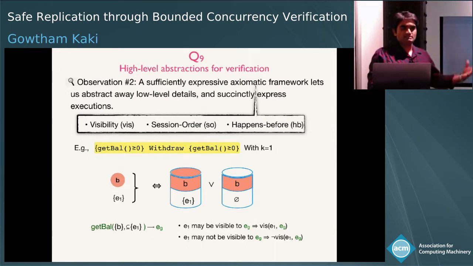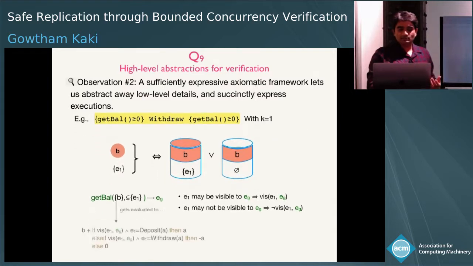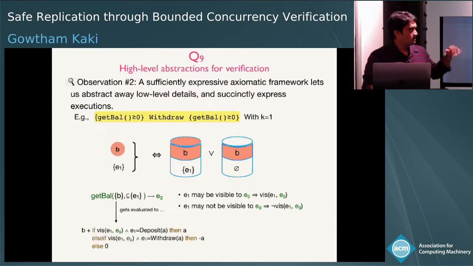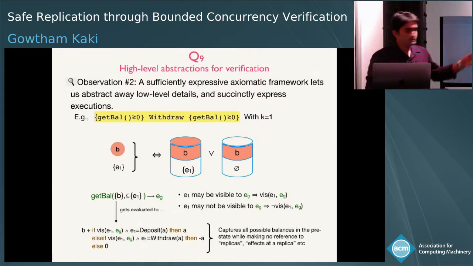Now using this formalism, we can express what the result of getBalance is. The getBalance evaluates to B plus: if it sees E1 in EG and E1 is a deposit, then it adds A. Likewise, if it sees E1 and E1 is a withdraw, then it adds minus A, otherwise it adds 0. Notice that this captures all possible balances in the pre-state without making any reference to how many replicas are present or what effects are present on what replicas.